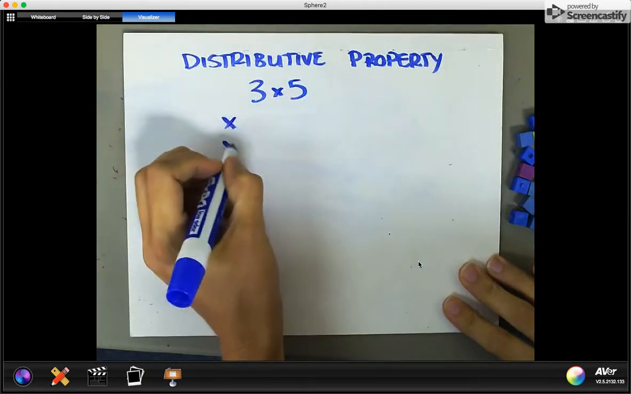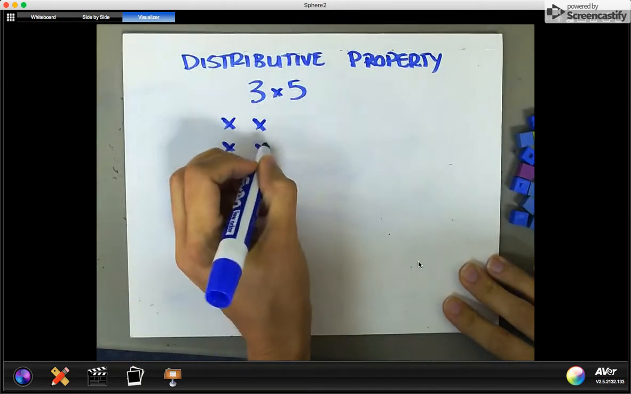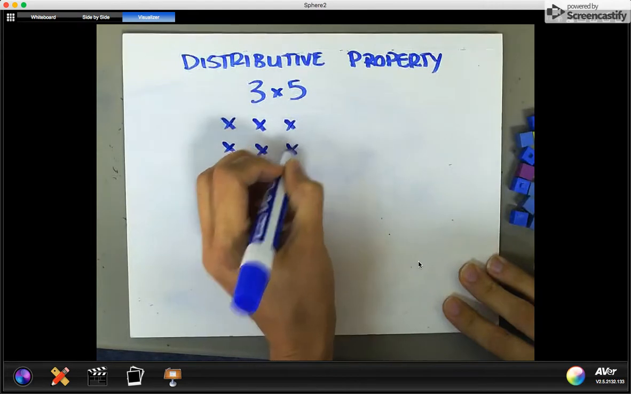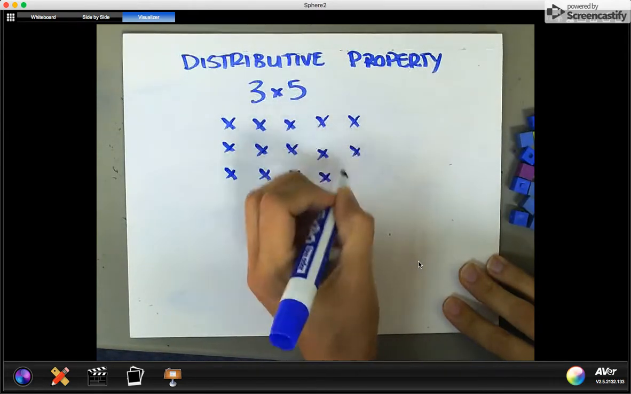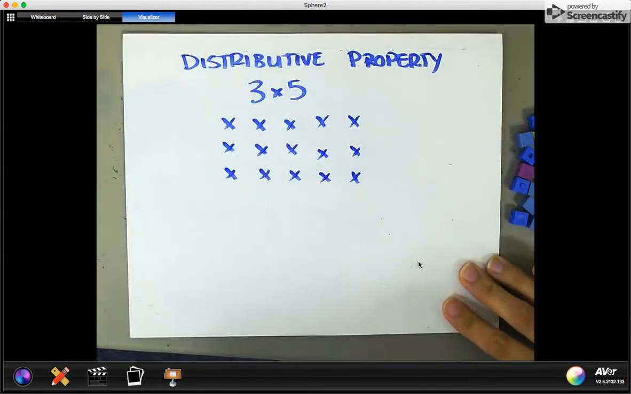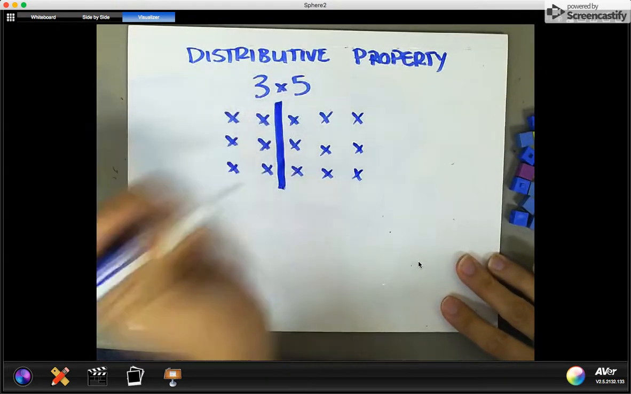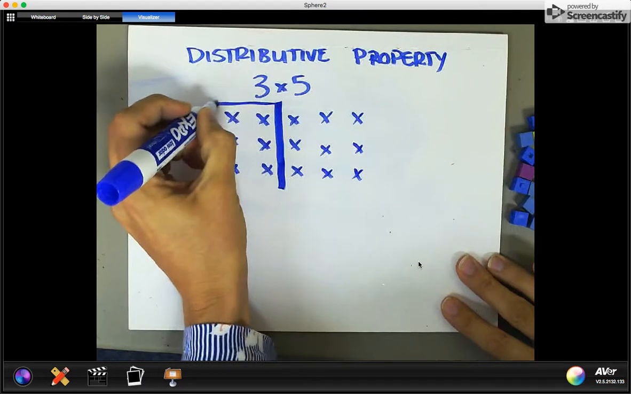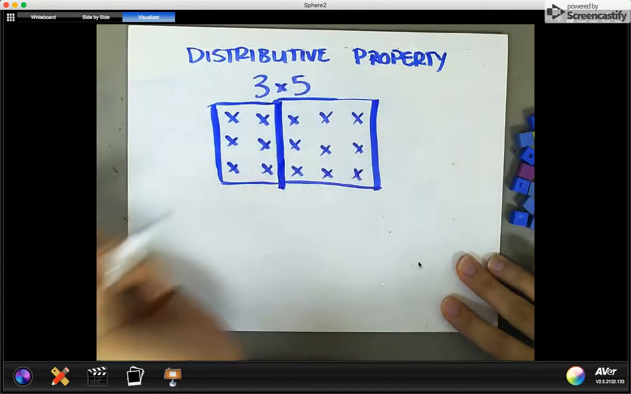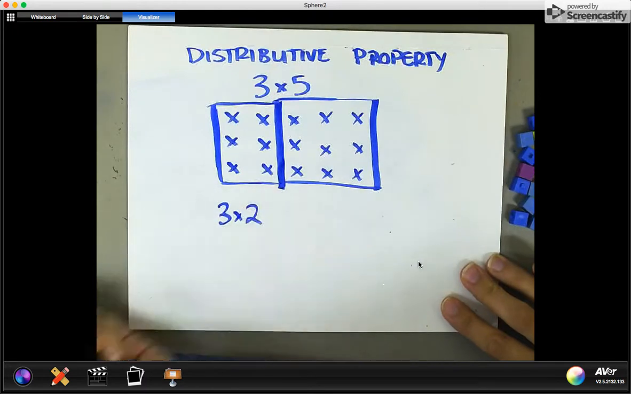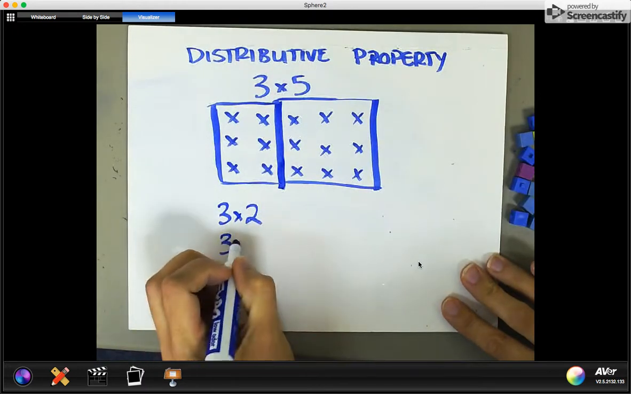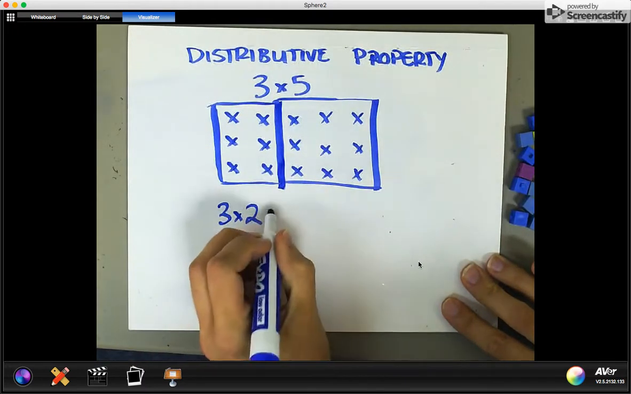So first, we'll make an array with 3 rows and 5 in each row so that we can visually see how this multiplication works. So let's break it apart. We split it here. So now we have made 2 arrays. One has 3 rows with 2 in each row. The other has 3 rows with 3 in each row.